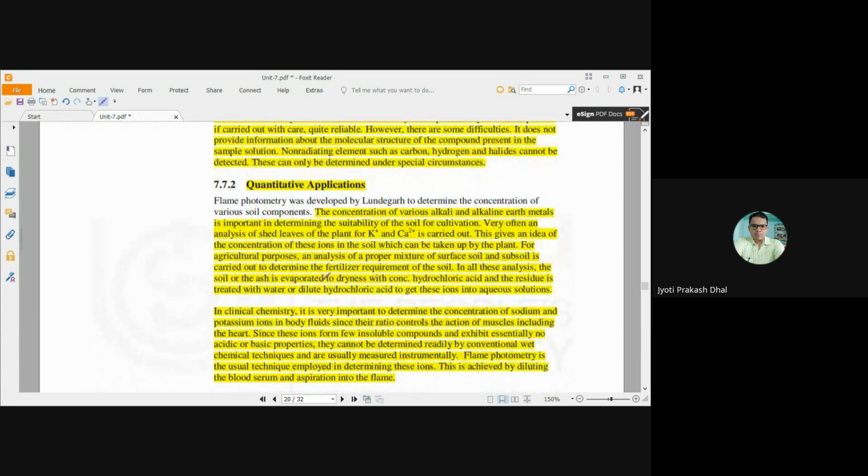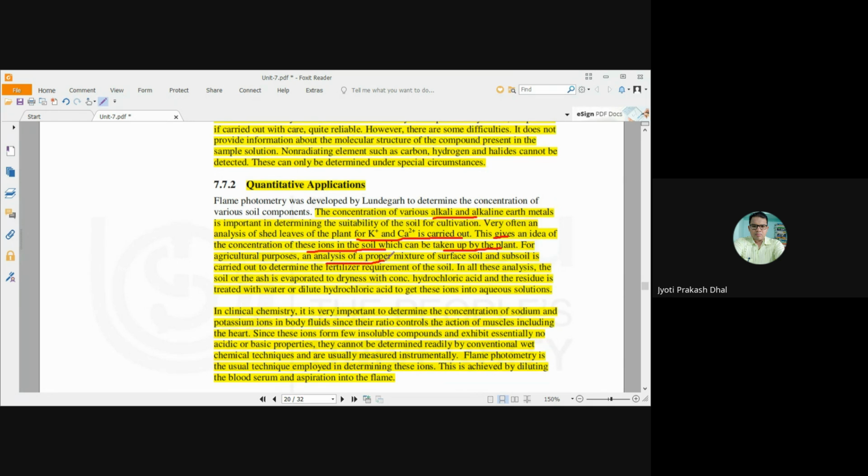Then coming to quantitative analysis. The concentration of the various alkali and alkaline earth metals is important in determining the suitability of the soil for cultivation. Very often an analysis of the leaves of the plant for K+ and Ca2+ is carried out. This gives the idea of the concentration of these ions in the soil, which can be taken up by the plant for agricultural purpose.